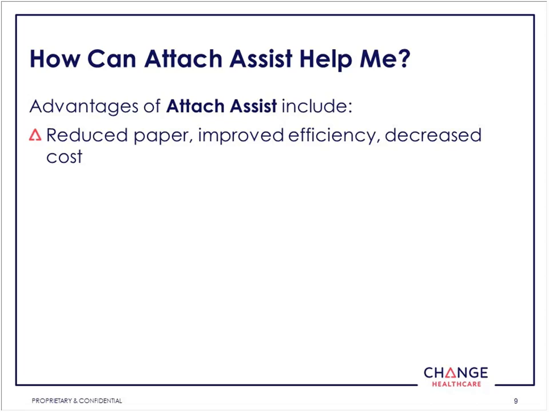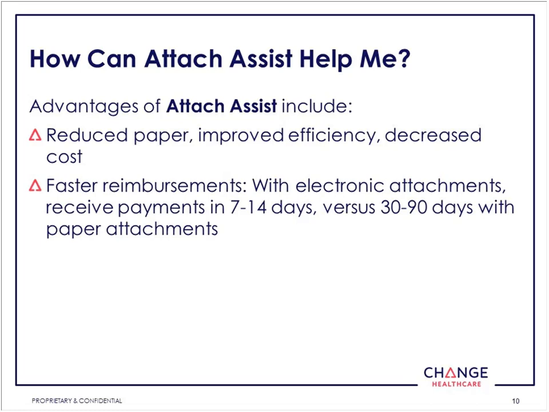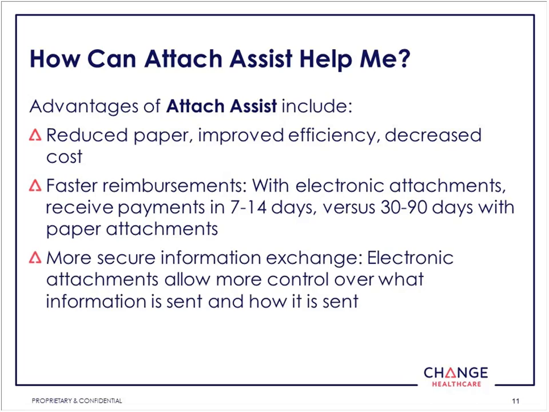Attach Assist is going to allow you to reduce paper, improve efficiency, and decrease costs as far as paper and printing costs go. In addition, you'll also find that it gives you a decrease in reimbursement time, typically dropping it down to 7 to 14 days versus the 30 to 90 days when you're sending your paper attachment. In addition, to secure information, we're sending everything electronically, and it goes attached directly to the actual claim form itself.